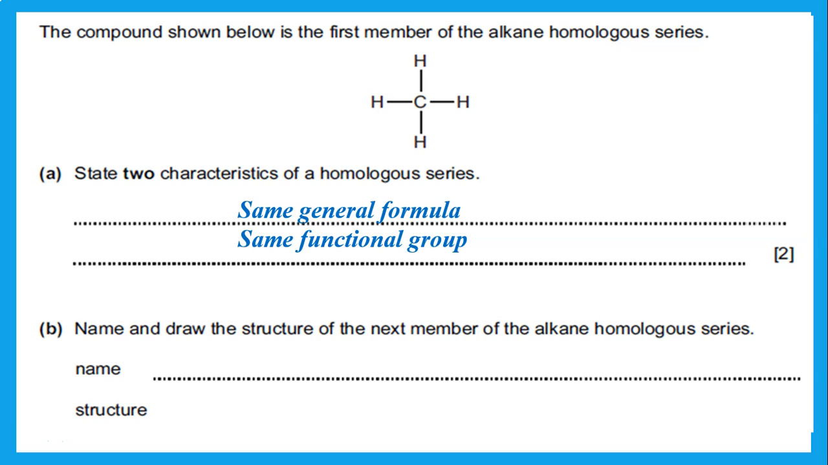Name and draw the structure of the next member. When we say next member, that means you add another carbon. So instead of having 1 carbon, I want to draw the alkane with 2 carbons. So that is ethane. Remember that any organic compound with 2 carbons, the name will start with eth. It's an alkane, so it is ethane. Remember, alkanes have only single bonds, and then you have to complete the structure with bonds going to hydrogen so that each carbon cannot have more than 4 bonds.